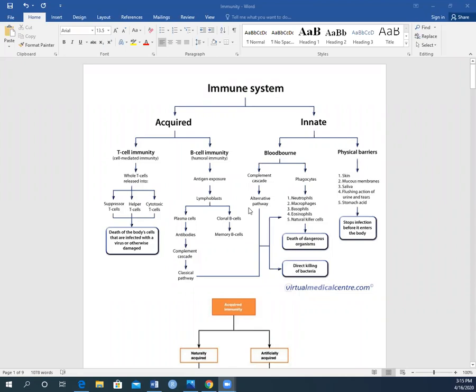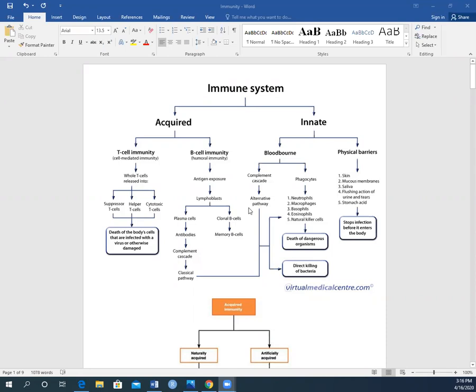Okay, so let's talk about the immune system. We're going to talk about the innate immune system first, and then we'll go to the acquired. In your innate immune system, you have two parts. You have the physical barriers, and then you have the blood-borne. Under the physical barriers, you'll see that you have the skin, and this would include your mucous membranes.